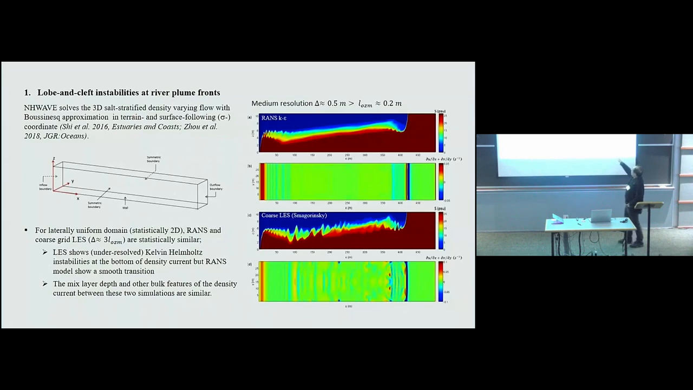On the other hand, if you use the RANS model, because you have a very big diffusion, what you actually see is just a very smoothed out mixed layer, and so there's much less structure there. But overall, in this case, if you look at the average mixed layer thickness and the overall plume behavior, I would say the coarse grid LES and the RANS model give you similar features.